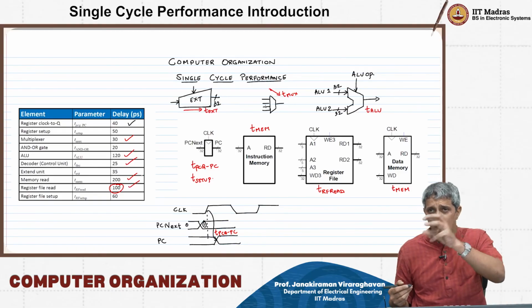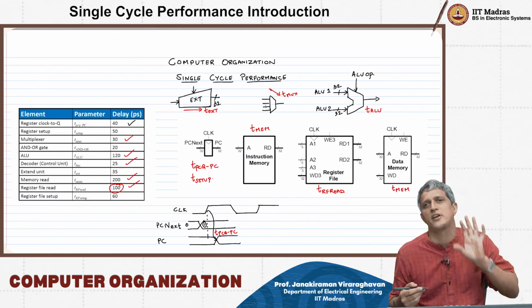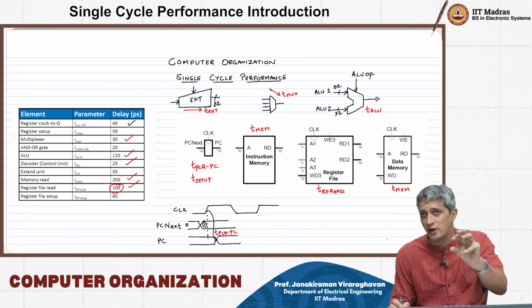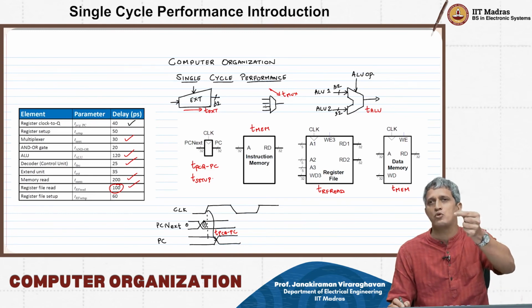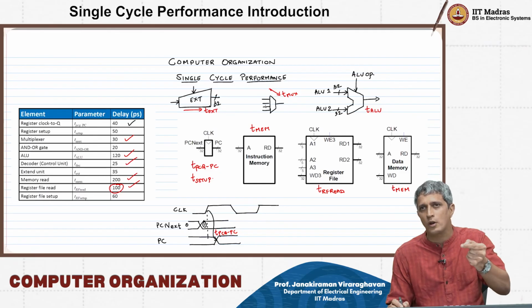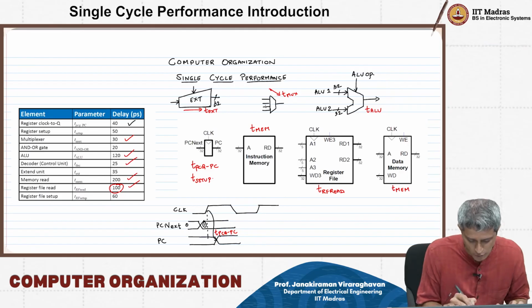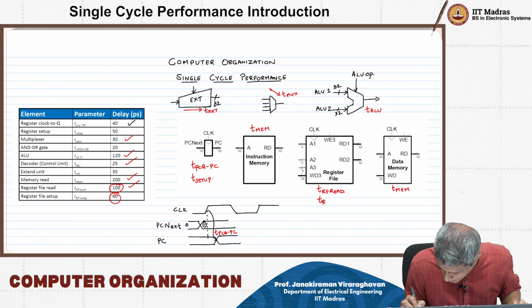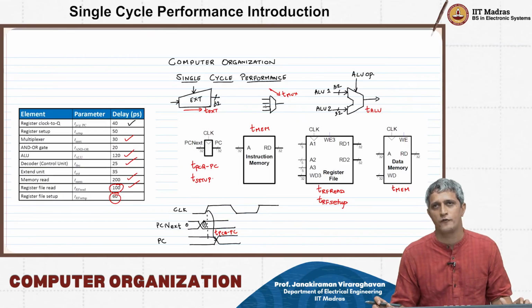Finally, when we do some R type of instruction, when there is a destination register involved, it could happen even in an I type of instruction. When there is a destination register involved, you have to come back and write data into the register file, and therefore you have to set up the data before the clock edge. How much before? Setup time before, and that is what we are calling TRF setup. Okay, so that's the other timing that is associated with the register file.